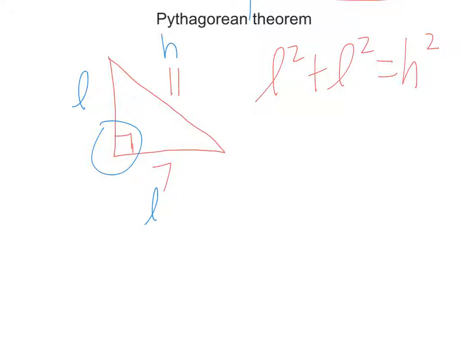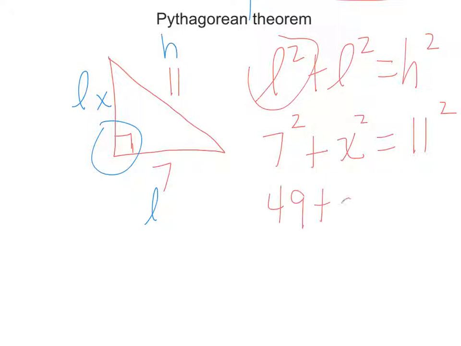So let's plug in what we have. For one of our legs, it doesn't matter which one we use, I'll use the 7. Our other leg we've labeled x, and our hypotenuse we've labeled the 11. So 7 times 7 is 7 squared, that's 49, plus x squared, and 11 times 11 is 121.